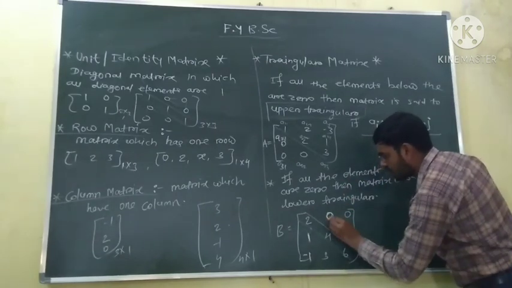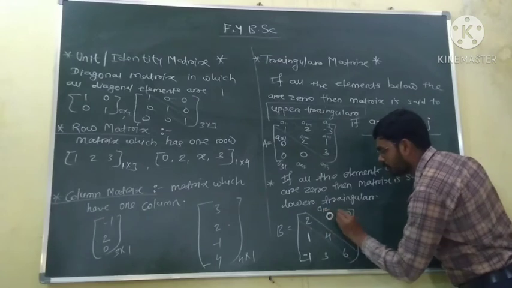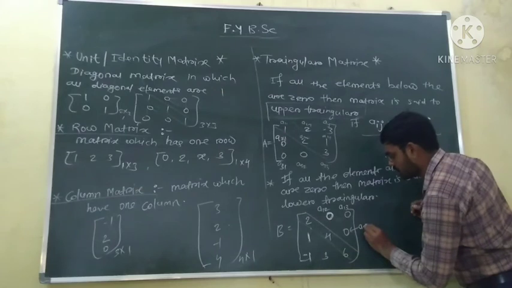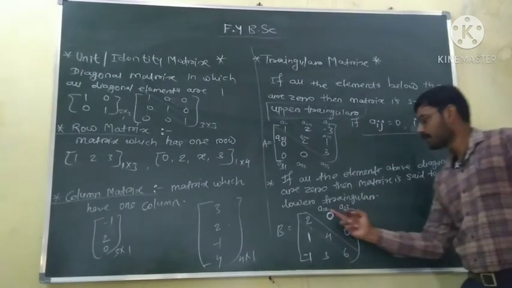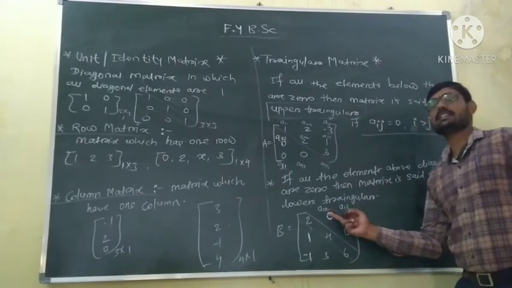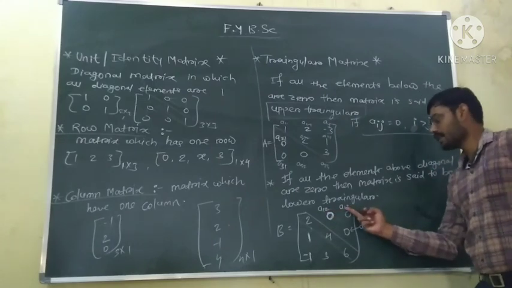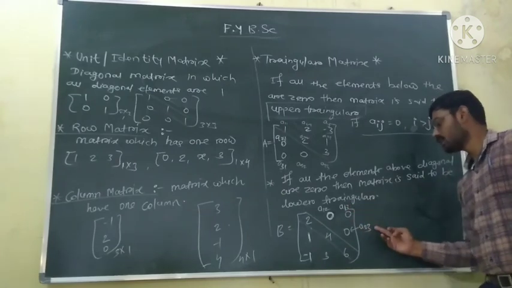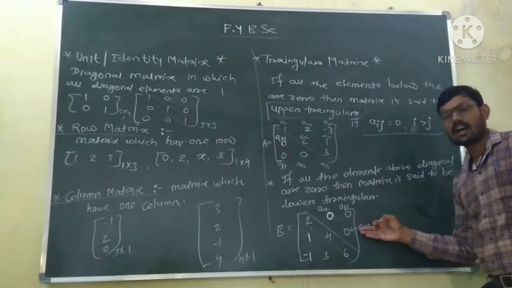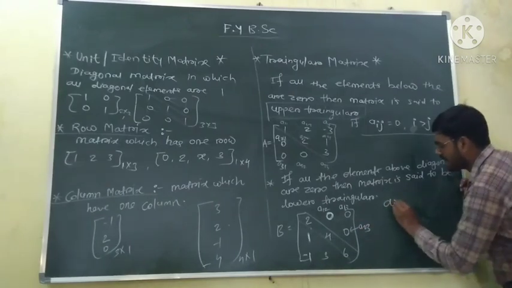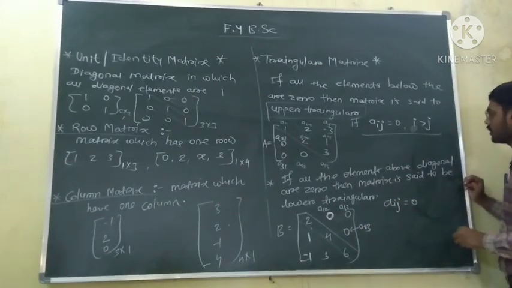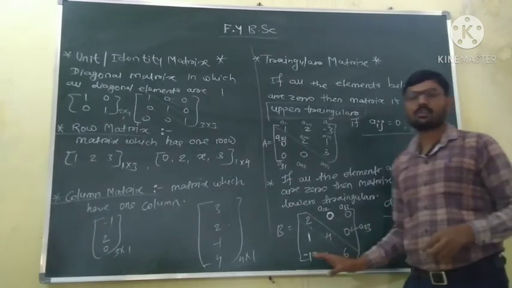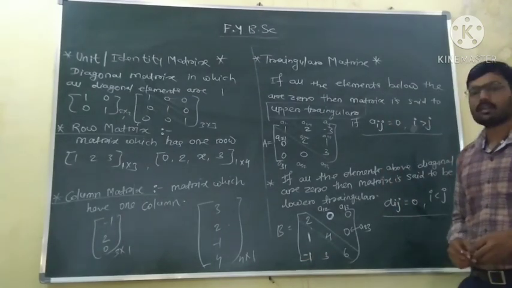Now this is A12, this is A13, and this is A23. In this case, i is 1 and j is 2, so j is greater than i. For A13, i is 1 and j is 3, again j is greater than i. For A23, 3 is greater than 2, so again j is greater than i. So in this case, Aij is equal to 0 for i less than j. Such types of matrices are said to be lower triangular matrices.